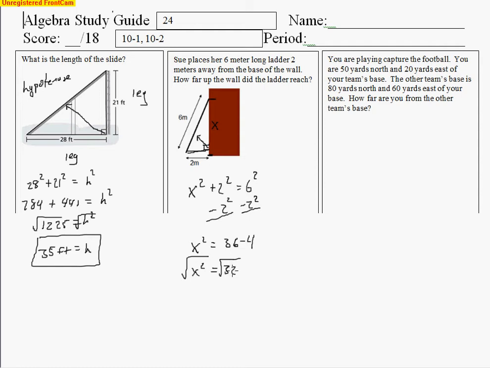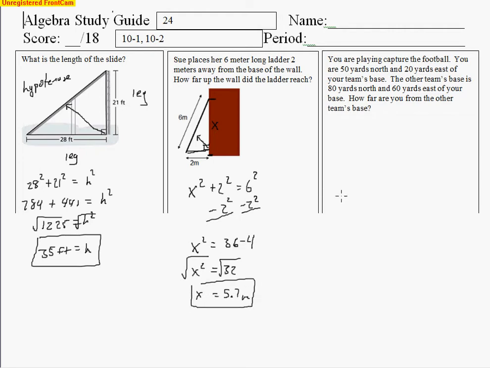So the square root of 32 is going to be somewhere between 5 and 6. And so taking that square root gives me about 5.7. So it's a little closer to 36 than it is to 25. So 5.7, good approximation for the square root of 32.